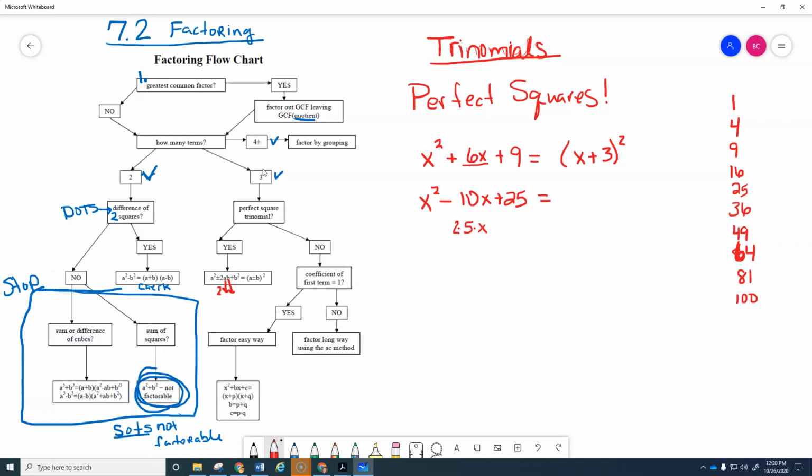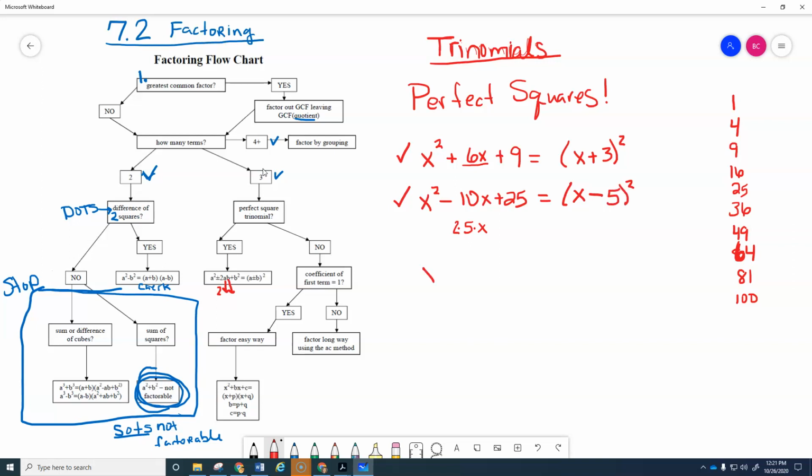So is this a perfect square? Yes. Is this one a perfect square? Yes. Is this one a perfect square? Yes. So how does this factor? The root of that one is x. Keep that sign, whatever that sign is, and then the root of that one.